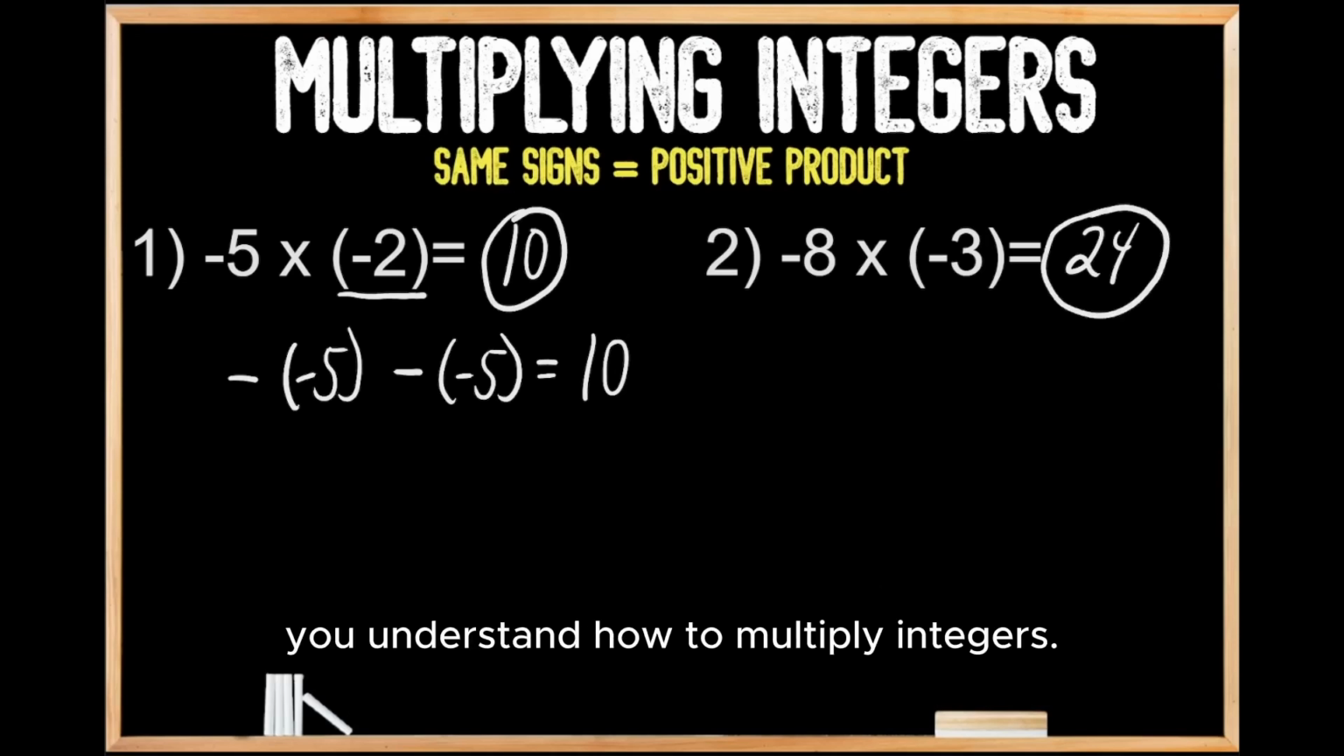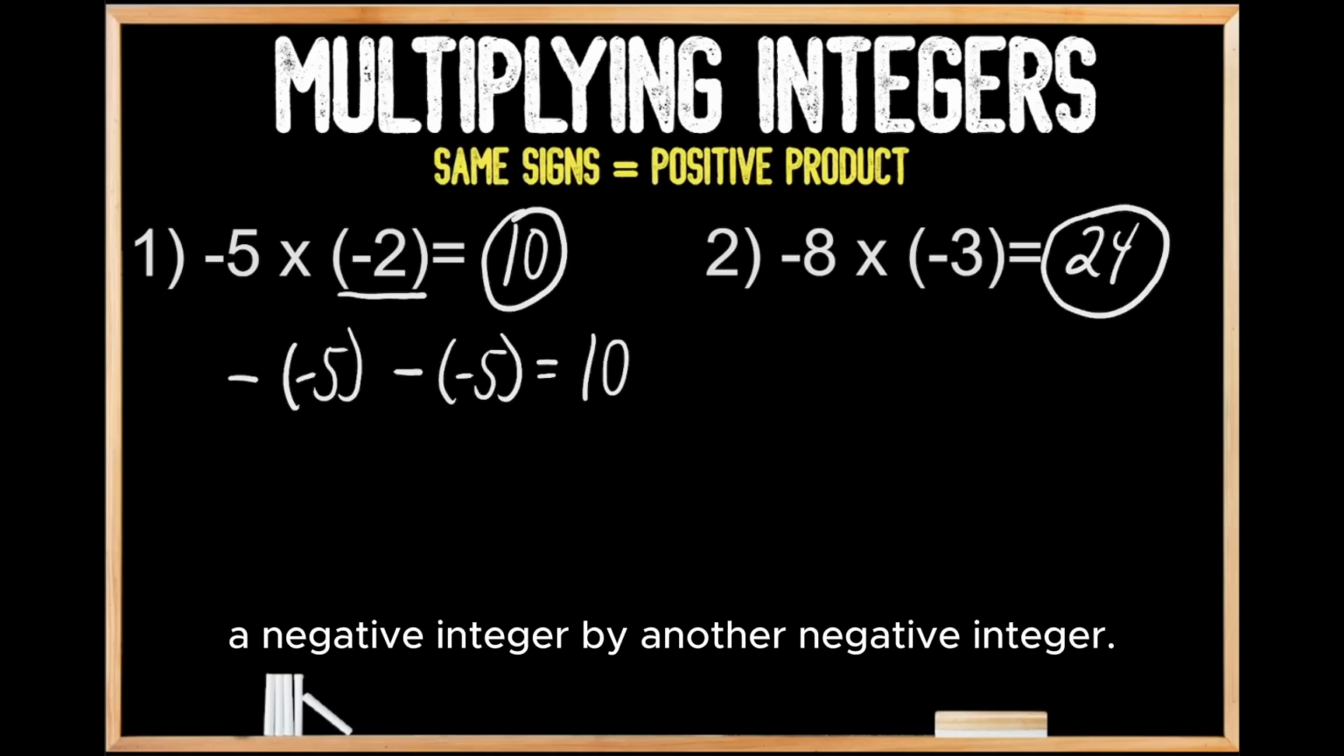So hopefully by now you understand how to multiply integers. Specifically, how to multiply a negative integer by another negative integer.